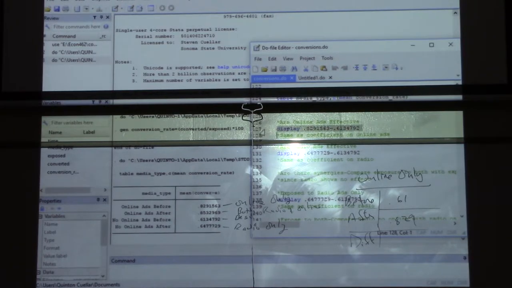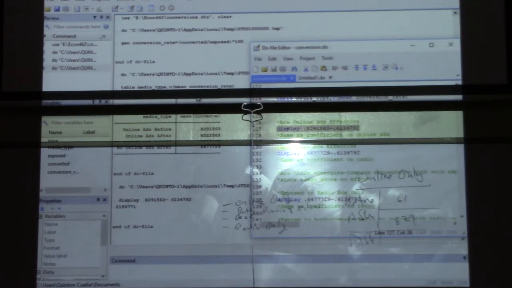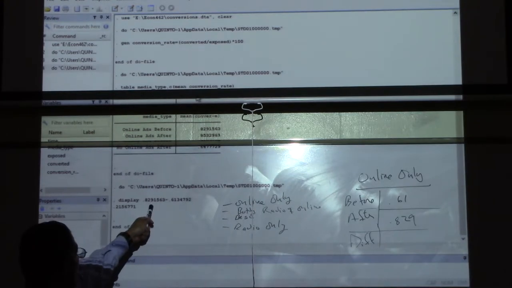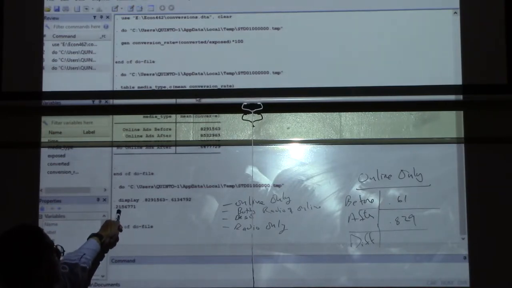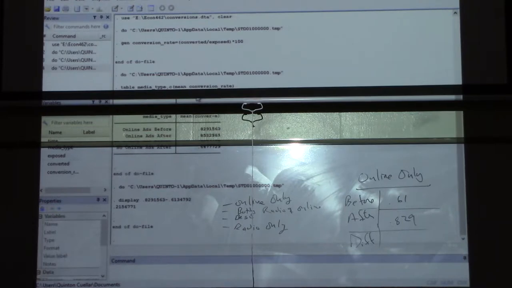So basically I'm just doing display here. So I'm doing what? Subtract online only from our base, and you get a 0.21. But again, we don't know if that's statistically significant. The regression is going to get us that. So the nice thing about this is we can get these results, and these should be perfectly consistent with the regression output, I should say.